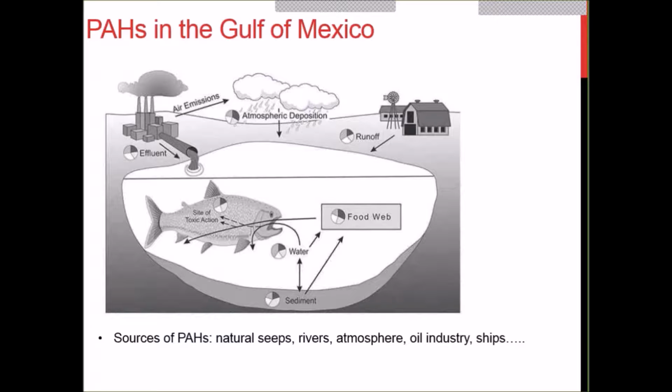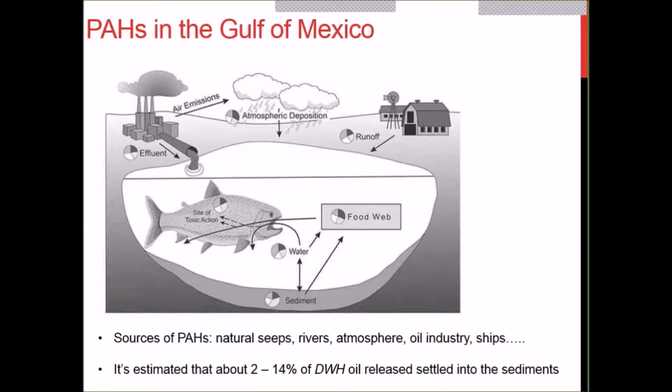First is the food web. PAHs can make it into the marine food web. Second is the water. PAHs can be detected in the water, specifically following oil spills. However, they're hydrocarbons, so they really don't like to be in the water. They'd much prefer to end up in the sediment. The sediment is a large reservoir for PAHs, and scientists have now estimated that about 2 to 14% of Deepwater Horizon oil release has settled into Gulf of Mexico sediments, where it is bioavailable to fish.